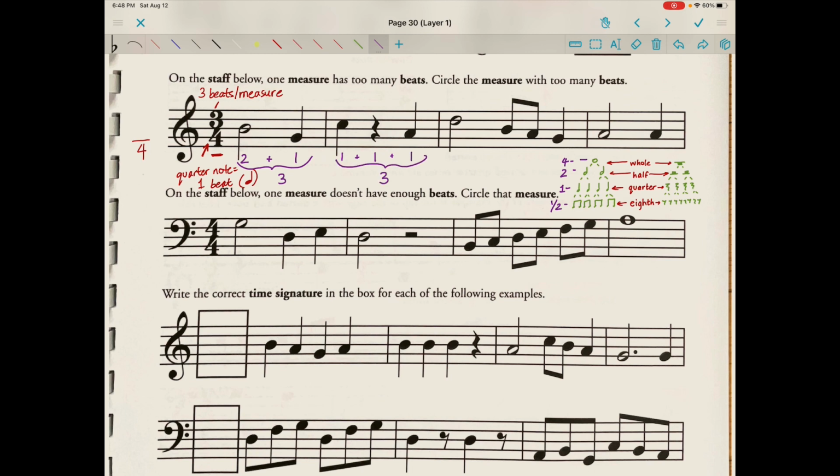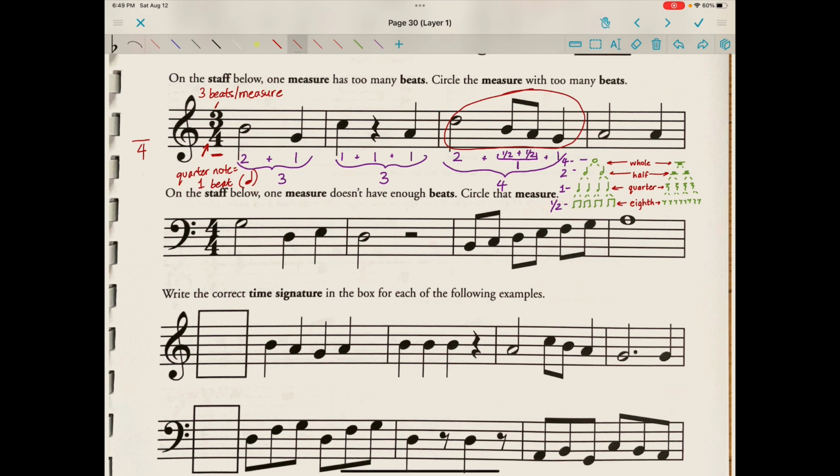3 beats. A half note is worth 2. 2 eighth notes together, that's a half plus a half, so those together will equal 1. Okay, and then one more. Uh-oh. So this measure has 4 beats. This measure definitely has too many beats. I'm going to go ahead and circle that.